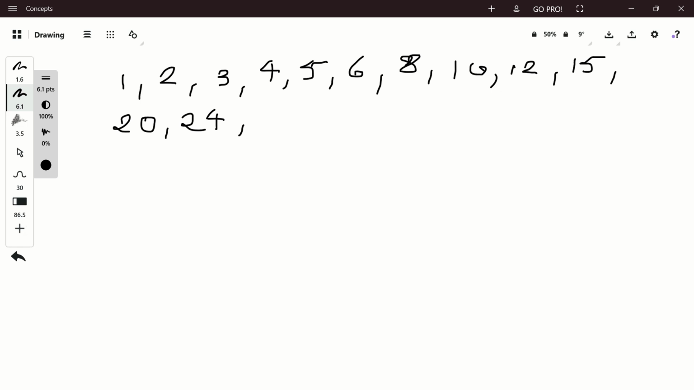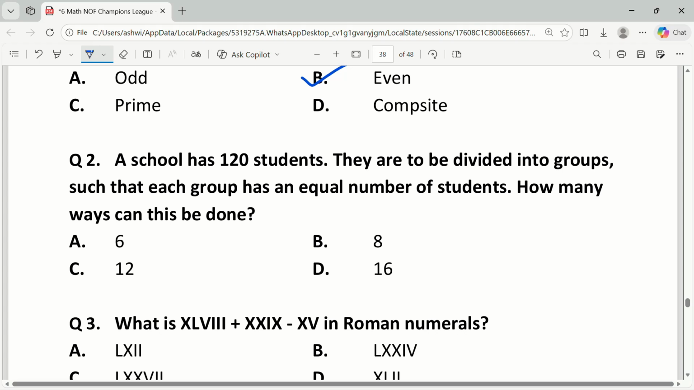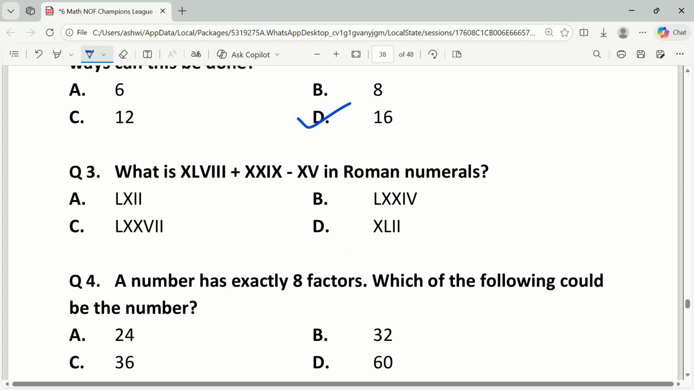20, 24, 30, 40, 60, and 120. There are 16 factors in total. Therefore, there are 16 ways to form equal sized groups. Comparing with the options, the answer is D, 16. Question 3. What is XLVIII plus XXIX minus XV in Roman numerals?